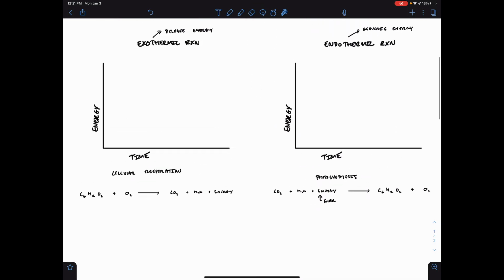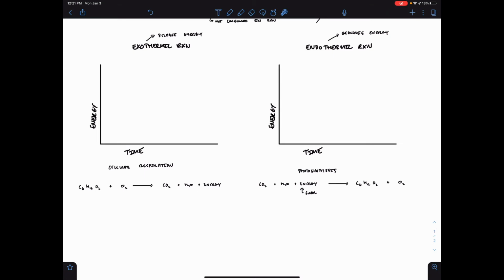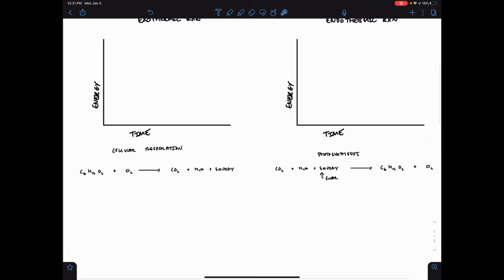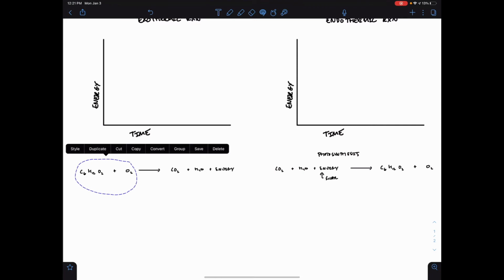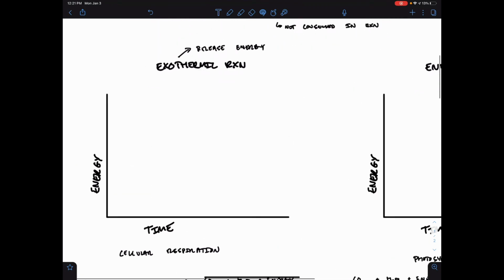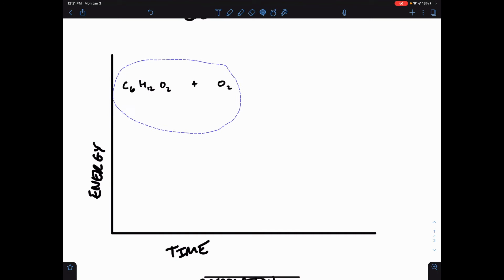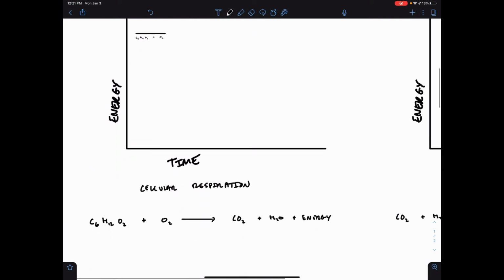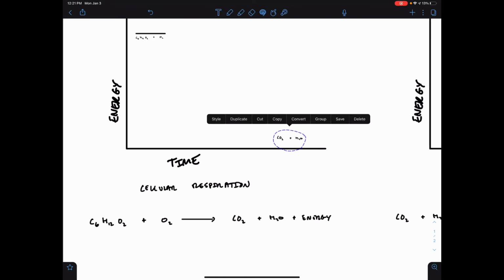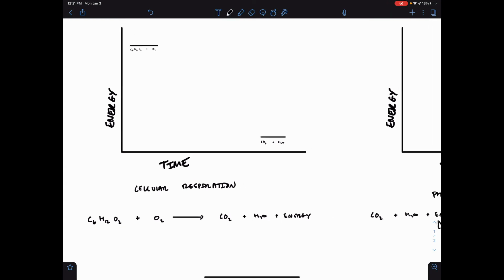Okay, so if we were to diagram these two reactions out on a graph, it looks something like this. We have our reactants here, and if we were to plot out their energy level, it would be somewhere up here on our graph. So we start out at a certain energy level, and then if we were to measure the energy of the products, we would see that it's somewhere down here on our graph.